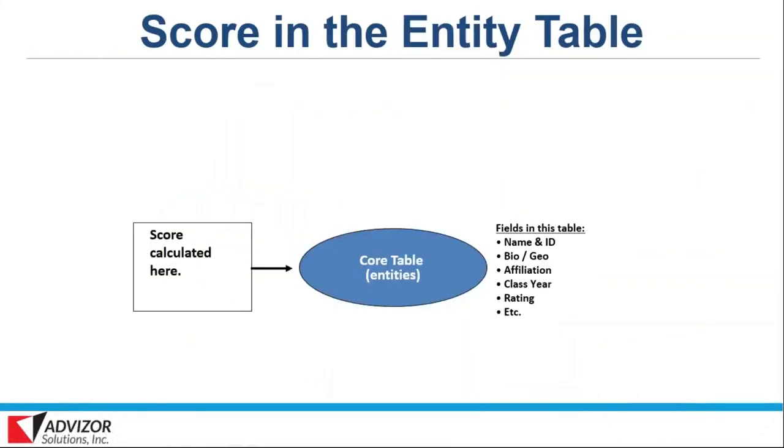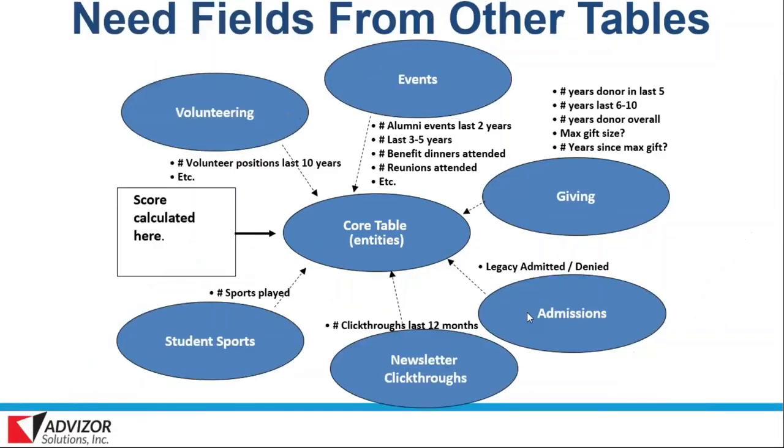So where's the data? These models run against the entity table. It usually has some of the information, but there's a bunch of other stuff, and this is higher ed again. You could do the same thing for fundraising, where it would be outpatient, inpatient, and so forth. But we're calculating these numbers of volunteer positions in the last 10 years out of the volunteering table and putting them in the entity table as a field. The same thing with the number of years they've given out of the last five, the last 6 to 10. Those are all factors that could be calculated out of the giving table and put in the entity table.